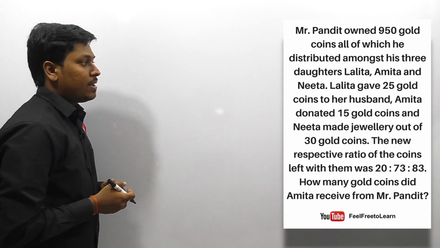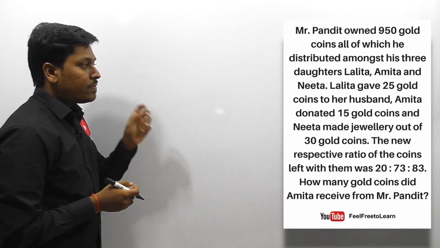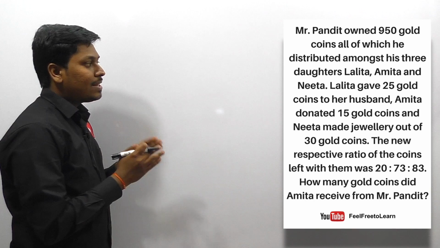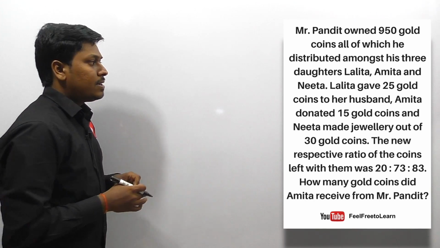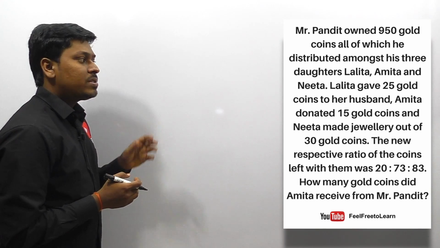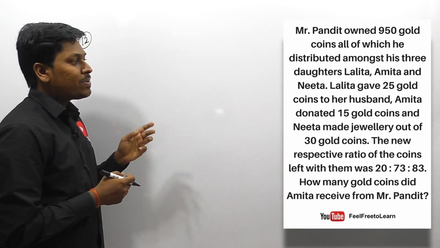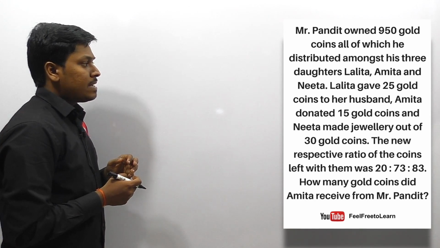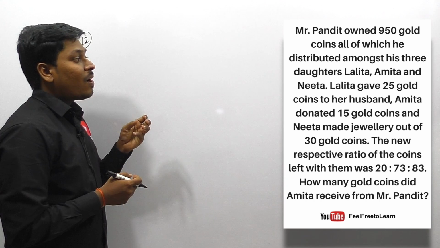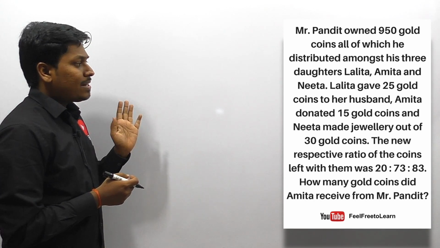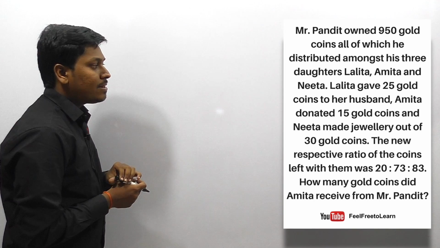Question number 12. So Mr. Pandit owned 950 gold coins, all of which he distributed among his 3 daughters Lalita, Amita and Nita. So Lalita gave 25 gold coins to her husband and Amita donated 15 gold coins and Nita made jewels out of 30 gold coins. So the new respective ratio of the coins left with them was 20:73:83, right? How many gold coins did Amita receive from Mr. Pandit?